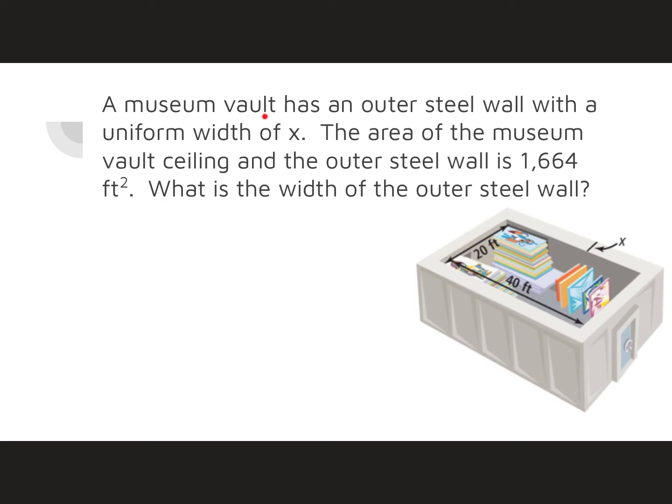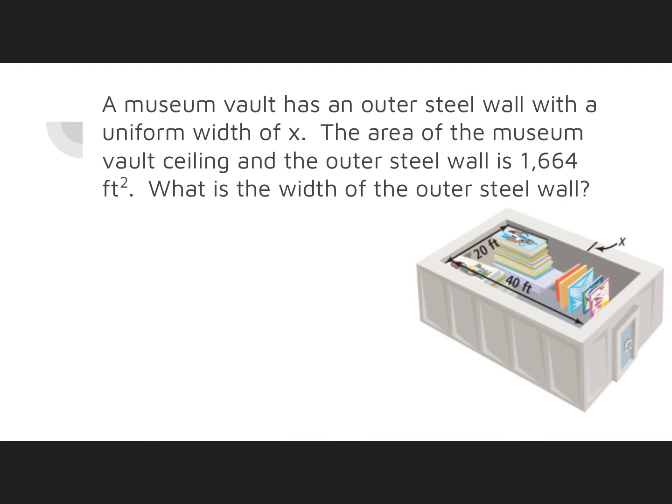A museum vault has an outer steel wall with a uniform width of x. So here's my outer steel wall. You can see. The area of the museum vault ceiling and the outer steel wall is 1,664 square feet. What is the width of the outer steel wall?